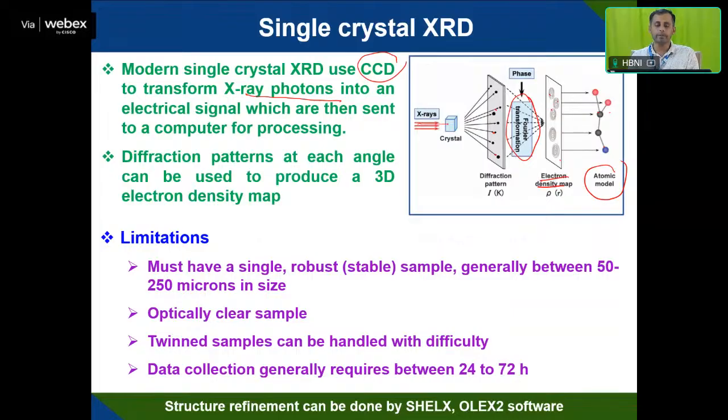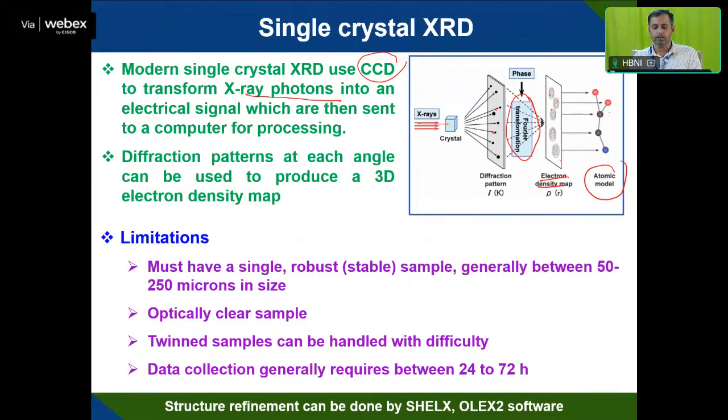But we have some limitations in single crystal XRD. First, you must have a single crystal. A polycrystal material you can't use in single crystal analysis. You need a stable single crystal, generally between 50 to 250 micron size, and that sample has to be optically clear. That means the X-ray beam should be transmitted, so an optically transparent sample is necessary.